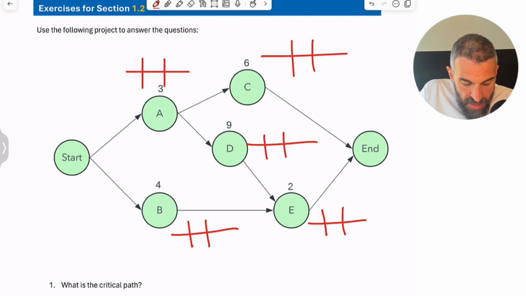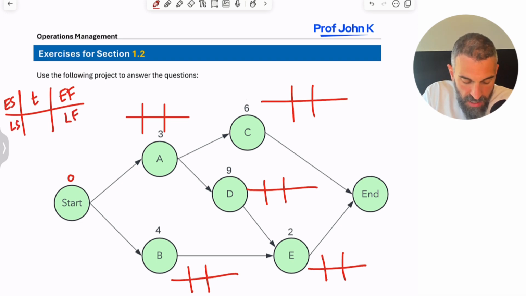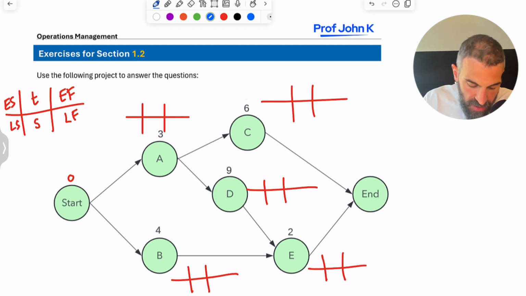And the project always starts at time 0. I'll give you a little template here. Basically, early start goes in the top left, early finish top right, late start bottom left, late finish bottom right. At the top, I typically like to put the time, and at the bottom, I like to put the slack, S for slack. Okay, so this is called the forward pass method. Why? Because we are passing forward the times from the previous activities. Here's what I mean. The project starts at time 0.